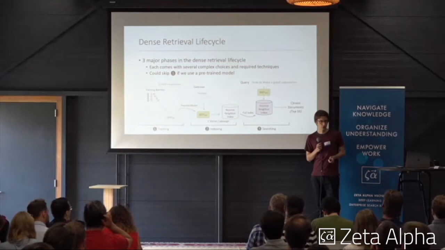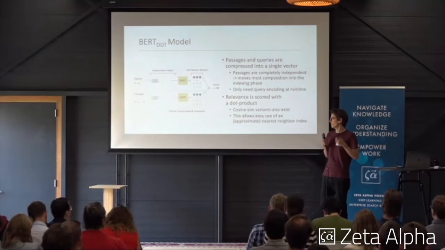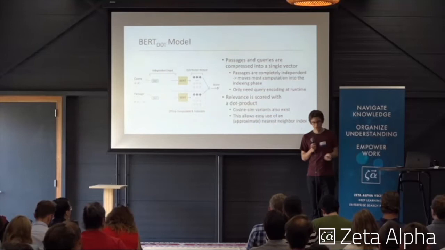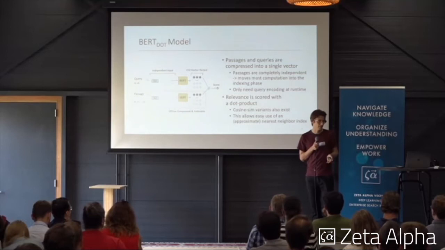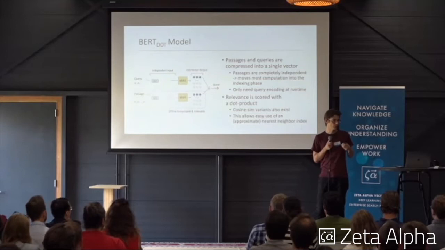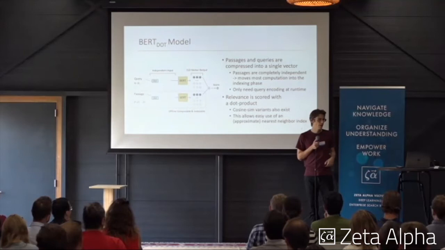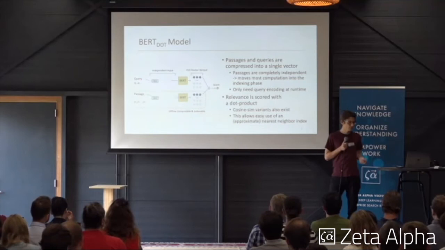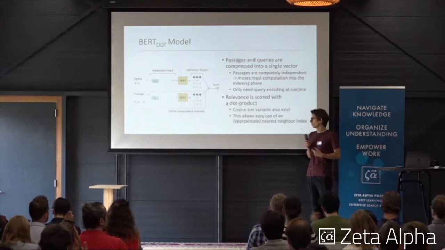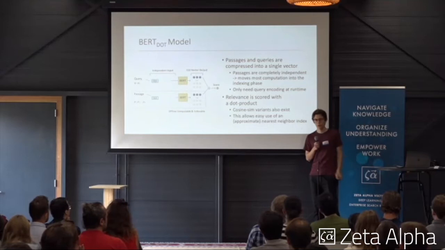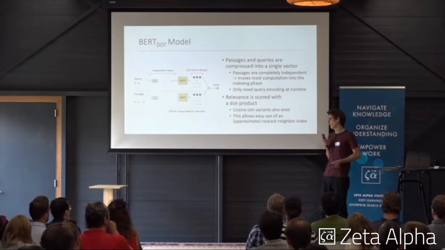I'm using the so-called BERT dot architecture, where you independently encode the query and the passage with a BERT style encoder. And then you take the CLS vector output and use a dot product, hence the name, to create a single relevance score. There are numerous different variants. You could use the cosine similarity. You can use different BERT implementations, etc. But the main thing here is that we move most of our computational requirement into the indexing phase, because we can encode every passage offline once.